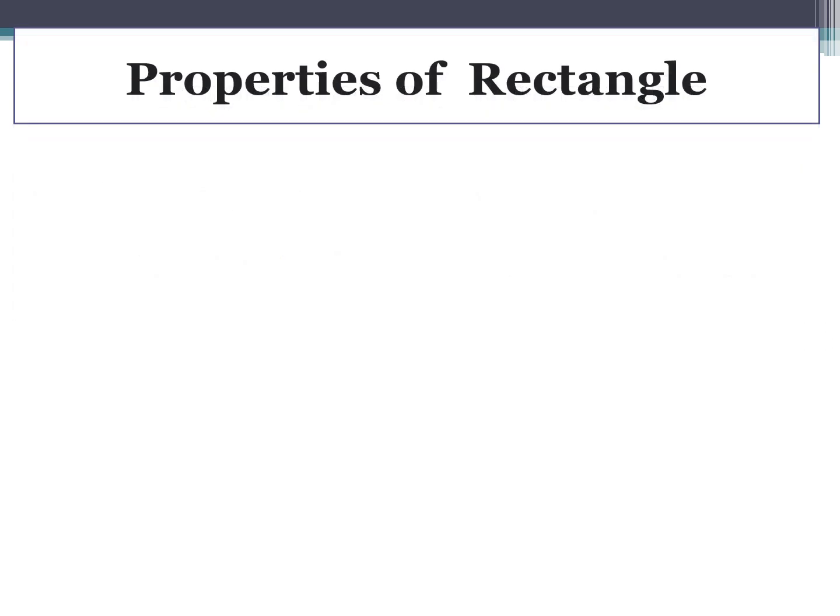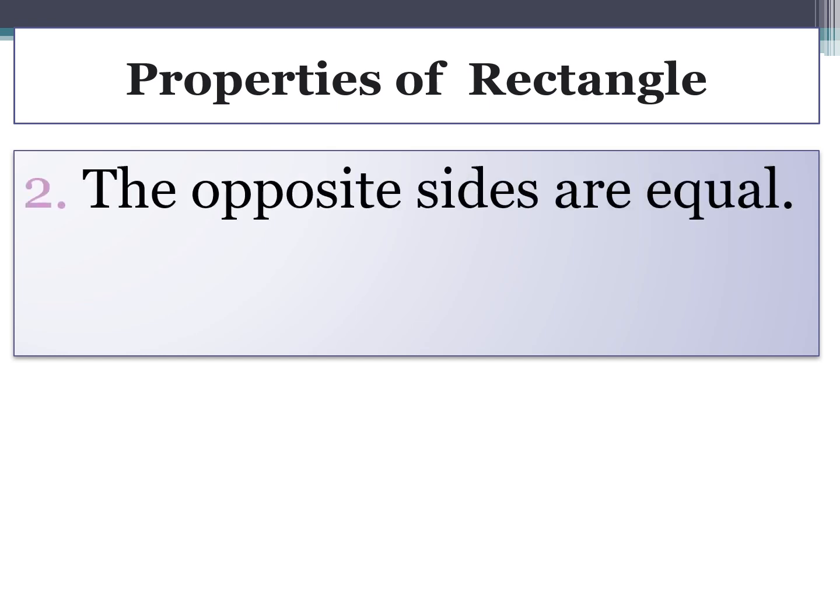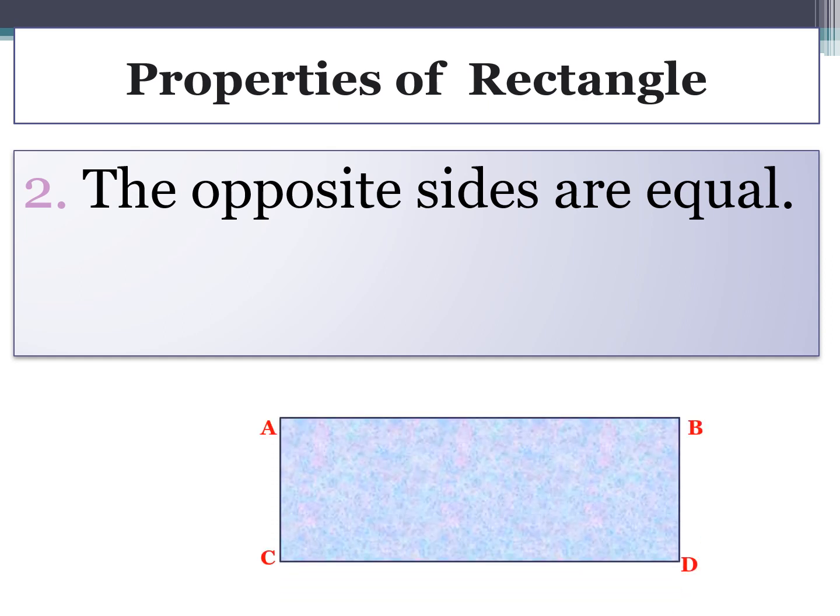Let's learn about the next property of a rectangle. The next property of a rectangle is the opposite sides of rectangles are equal. Here you can see the rectangle on the screen. Let's name it as ABCD rectangle. Now you can see the two horizontal lines on the rectangle. We can name them as line AB and line CD. Now two lines are left that are vertical lines. We can name them as line BD and line AC.